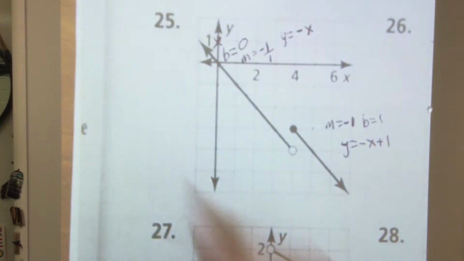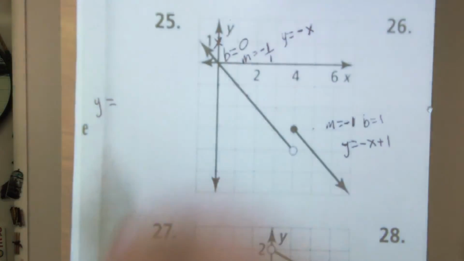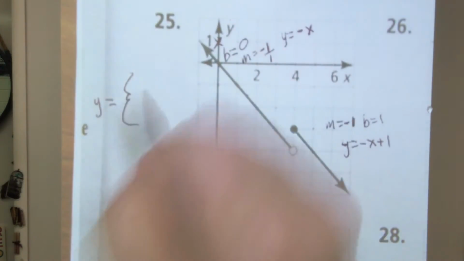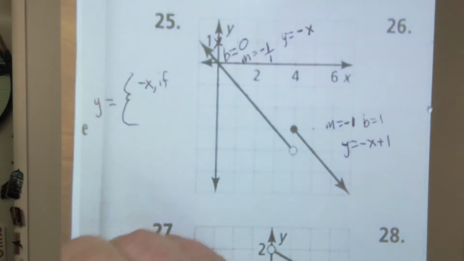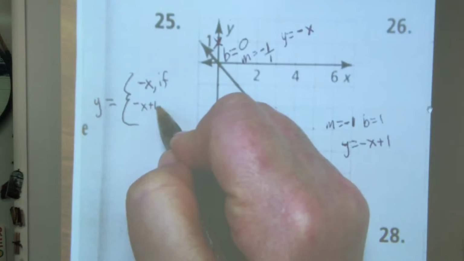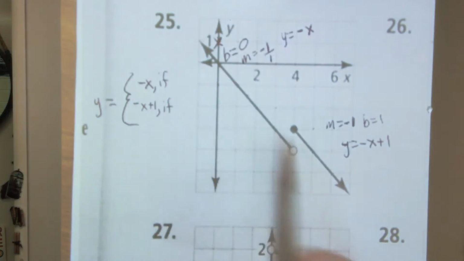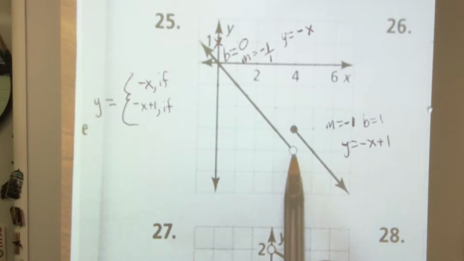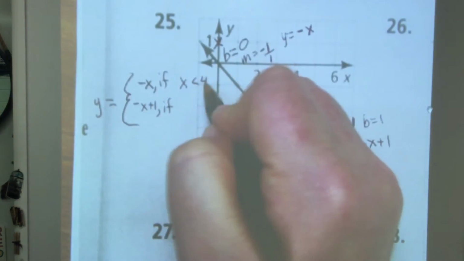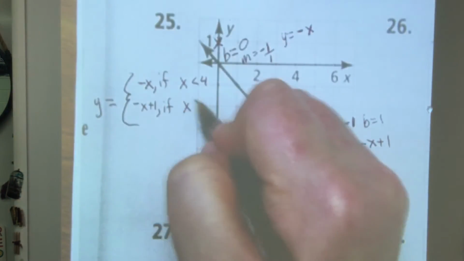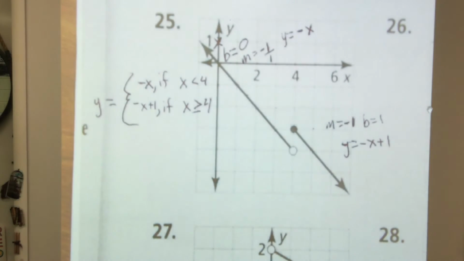So I'm going to go ahead and write these to the left. Y equals, and I have -x if, and then I have -x plus 1, comma, if. And for this one, since it's an open circle, less than 4. So if x is less than 4, and so this one would be if x is greater or equal to 4. And that is the piecewise equation for that one. Two more.